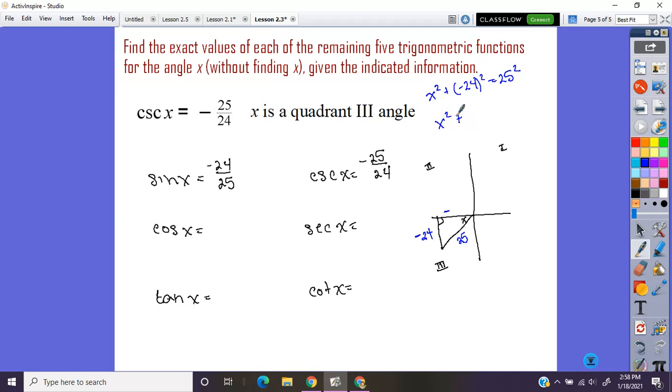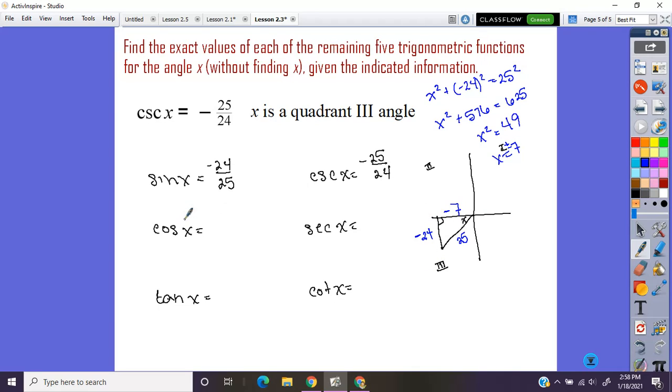So x squared plus 576 equals 625. So 625 minus 576 is 49. This happens to be another Pythagorean triple. So this will be 7. So it'll be negative 7. And the reason why it's negative, because remember when you square root, this always introduces a plus or minus. Well, because it's going to the left, we know it's the negative one.